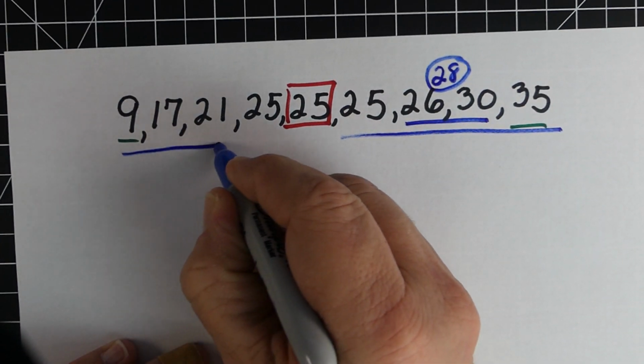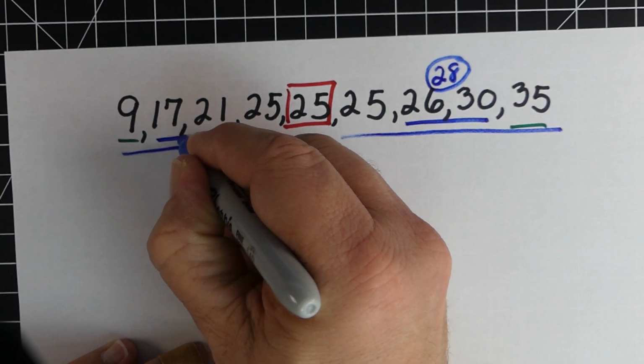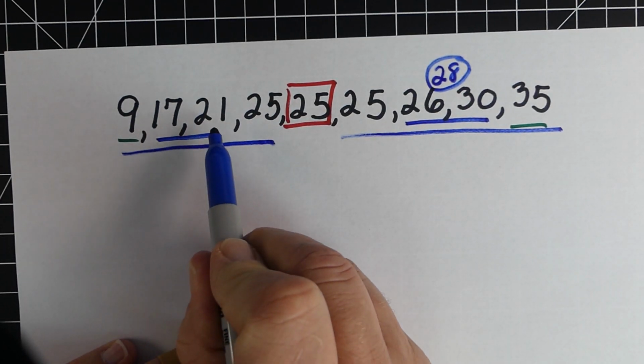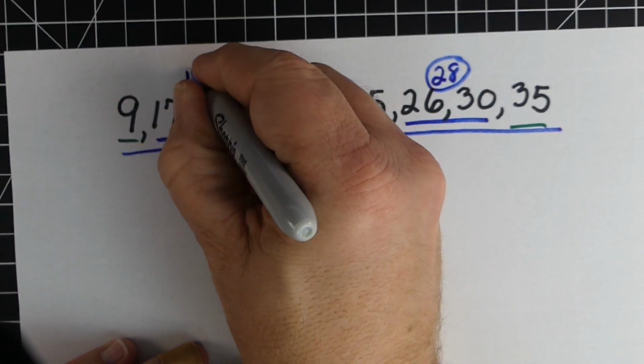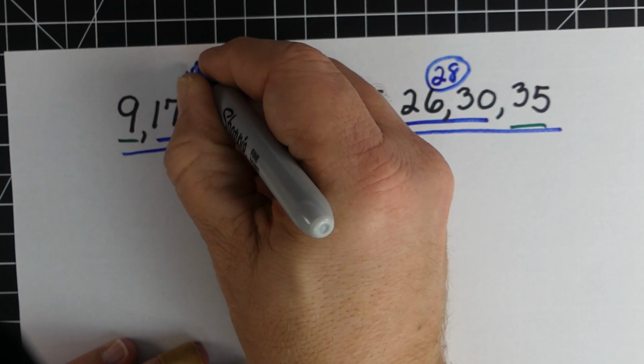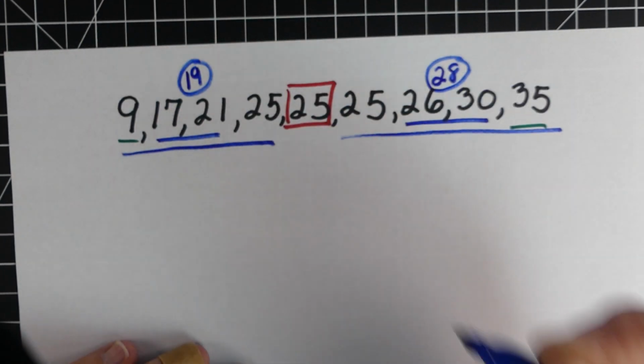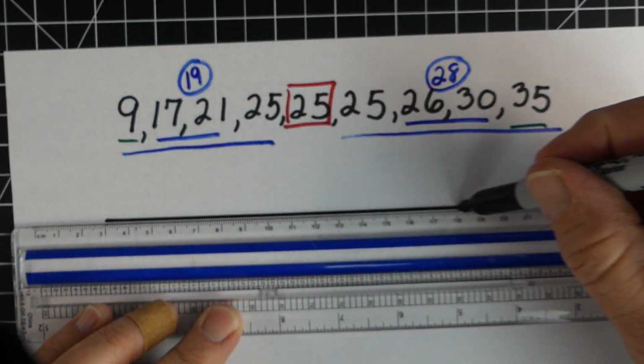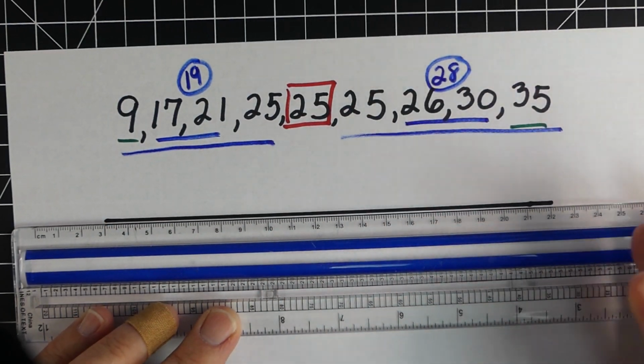The same thing is going to happen on the right side, or the smaller numbers. There's going to be 2 numbers in the middle. We add them up, divide by 2, and we end up getting our lower quartile, or the median of the smallest numbers. So once we've done that, it's back to make our number line.